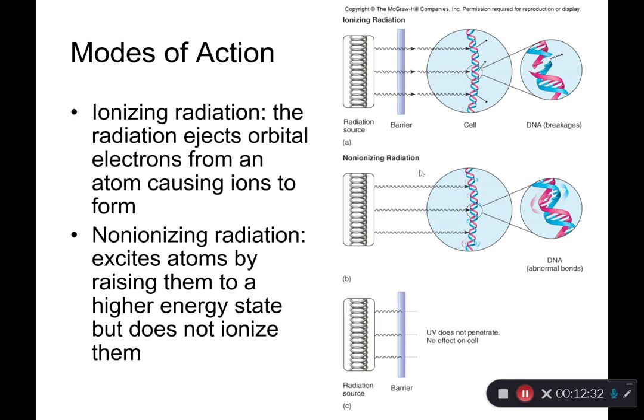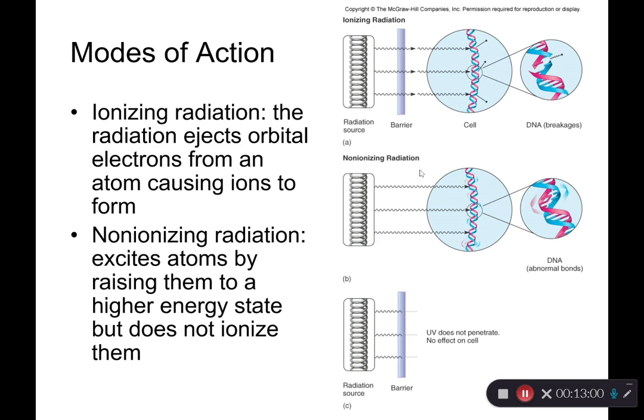So ionizing radiation causes ions to form. And those ions form when electrons get ejected out of orbit. They get really excited, and that ionizing radiation causes them to shoot out of their orbit. Electrons are responsible for chemical bonding. So bonding between two atoms happens with the electrons. If the electrons are ejected out of orbit, that bond breaks.